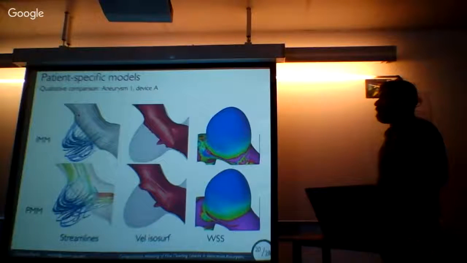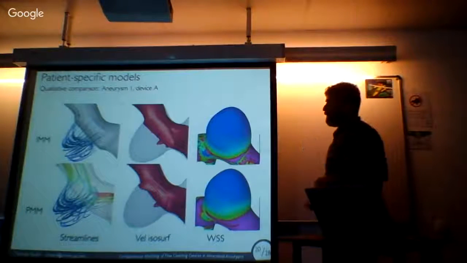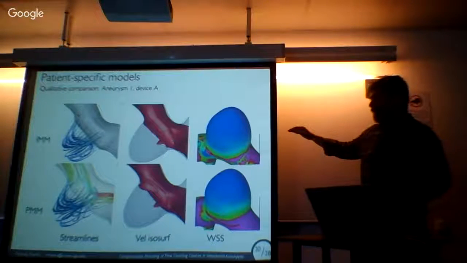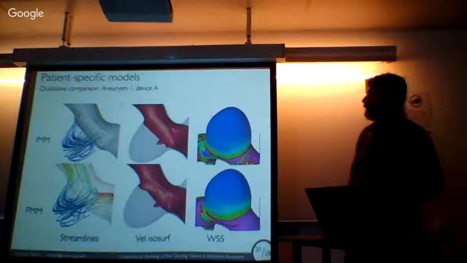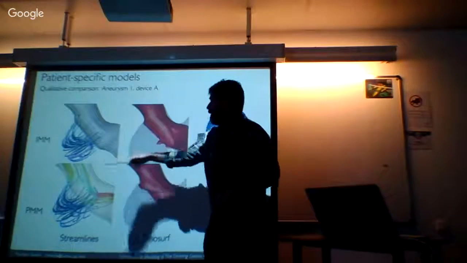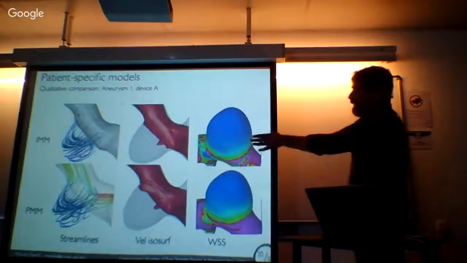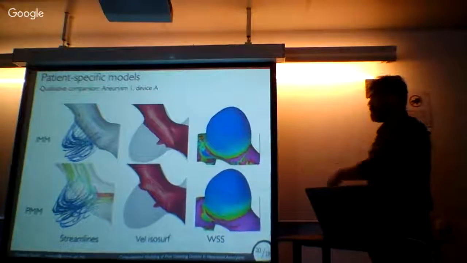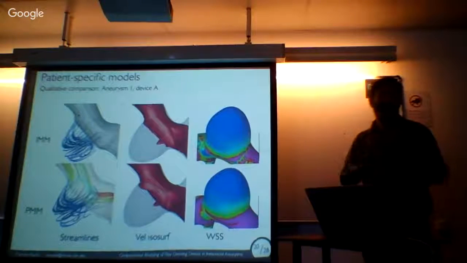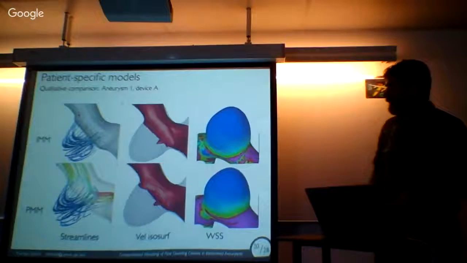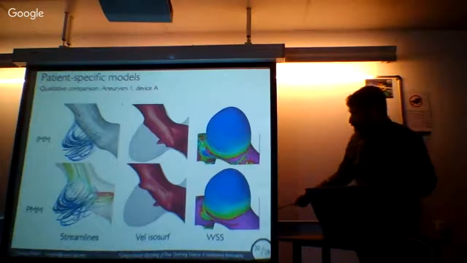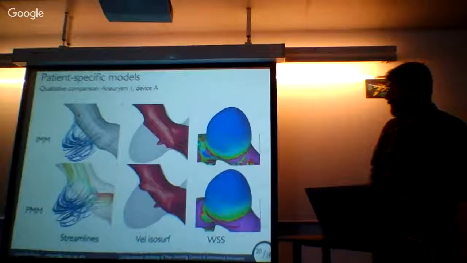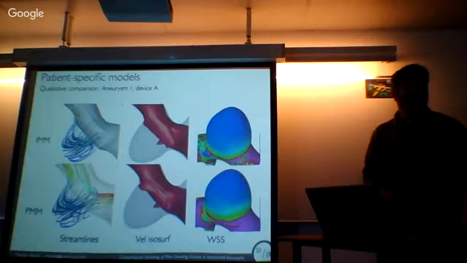This is a comparison for one of the algorithms. In the top row, we have the traditional simulation using all the wires. We are looking at the streamlines, velocity isosurfaces, and wall shear stress. These are typical parameters that we watch in this type of study. Below, we can see the results using the porous material. We can see that qualitatively, at least, the results are pretty similar.